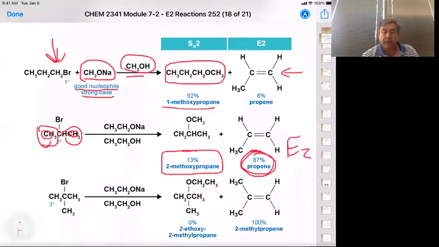Notice these are all approximately the same nucleophilic strength, okay? Methanol and ethanol have about the same acidity, therefore their base strengths are about the same as well, okay? So the only thing that changed here was our steric demand on our substrate. Okay. Questions on that?